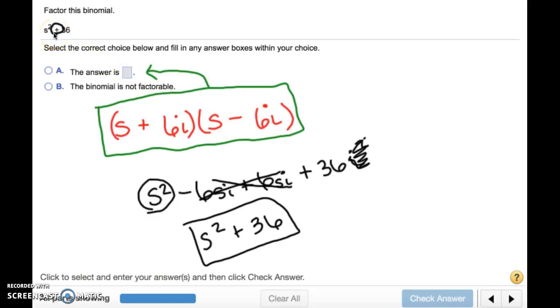Other than that, you separate it into the two, and you don't have to worry about imaginary numbers. Hopefully you've learned a lot through this chapter on factoring. If you have any questions, ask me in class.